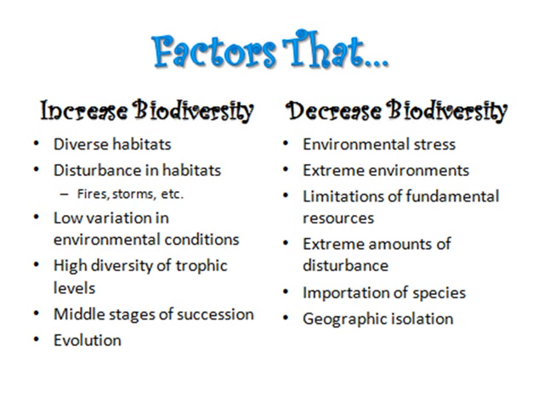extreme environments where it's harder for organisms to live, limitations to the resources that organisms live on, so that's why you'll see generally biodiversity is lower in deserts, there's not enough water, extreme amounts of disturbance or changes to habitats, importation of species, that's an anthropogenic thing, and then geographic isolation will also cause decreases in biodiversity.